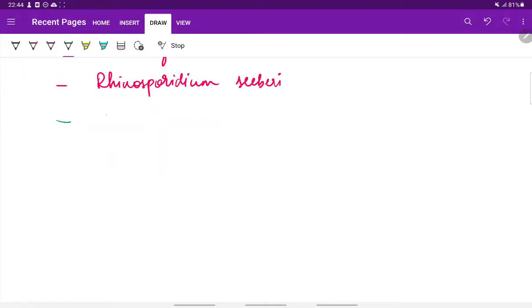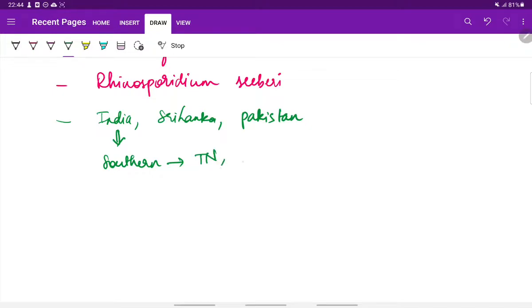Rhinosporidiosis is most commonly seen in tropical countries like India, Sri Lanka, and Pakistan. In India, it is more common in southern part of India, like in states of Tamil Nadu, Kerala, Puducherry, and Andhra Pradesh. Sometimes rhinosporidiosis can also be seen in animals.